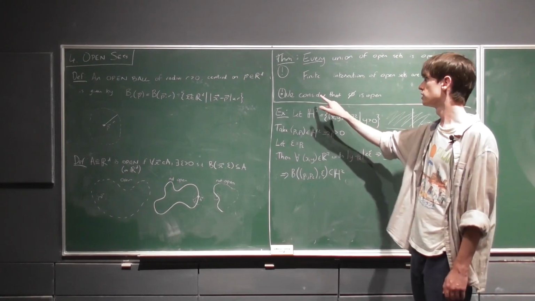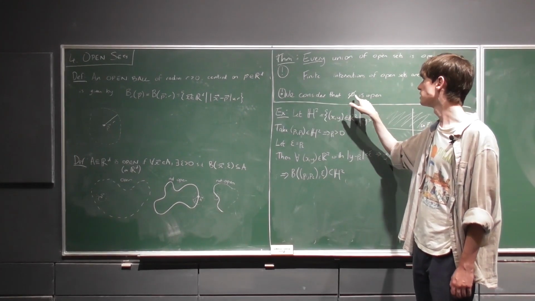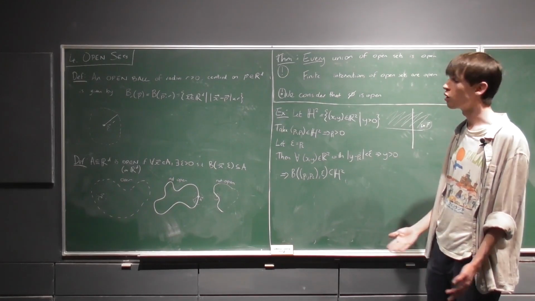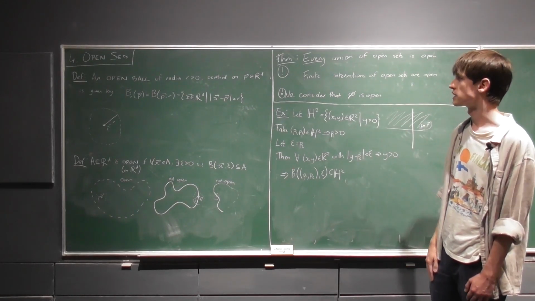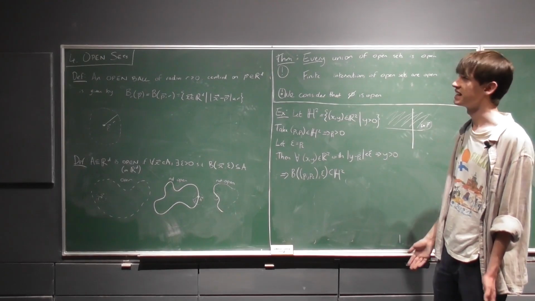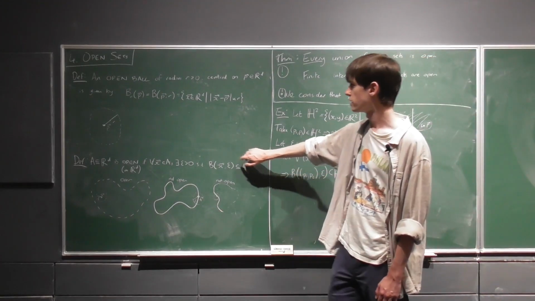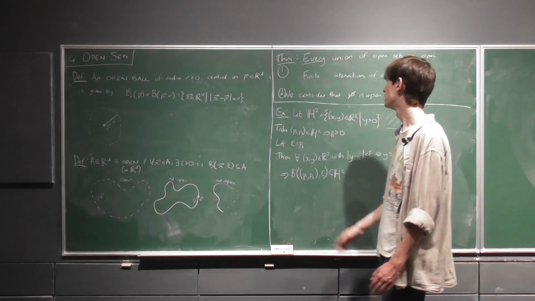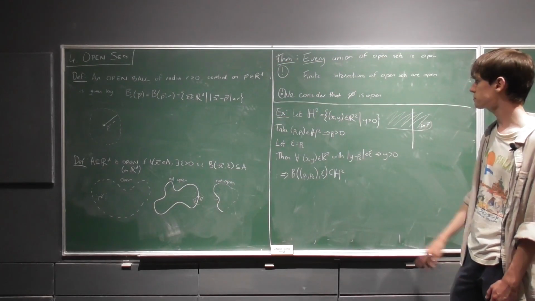And just for convention, we will consider that the null set is open. The idea behind that is that there is no point in the null set, so there's nothing to violate this condition. There are no points in here such that this is violated. So by default, it'll be open.